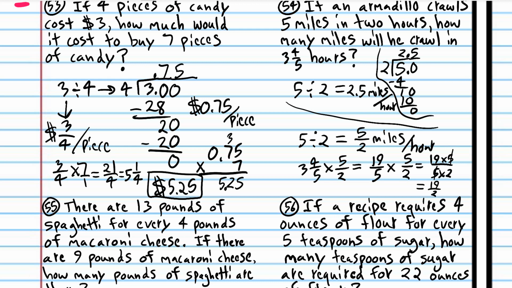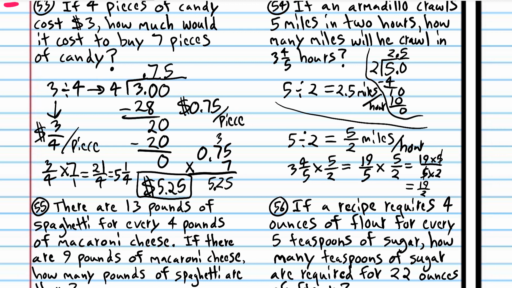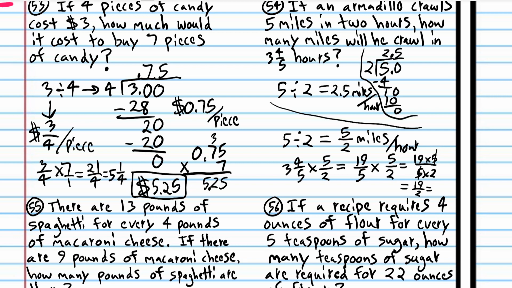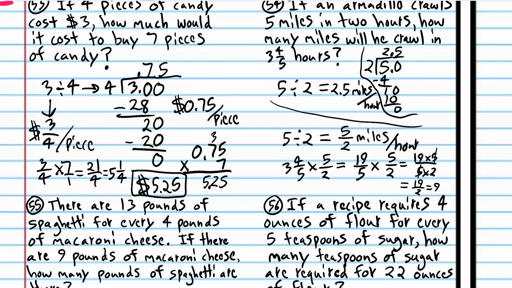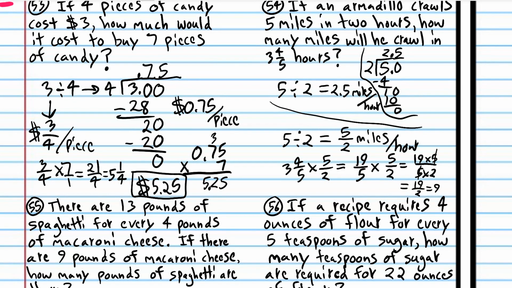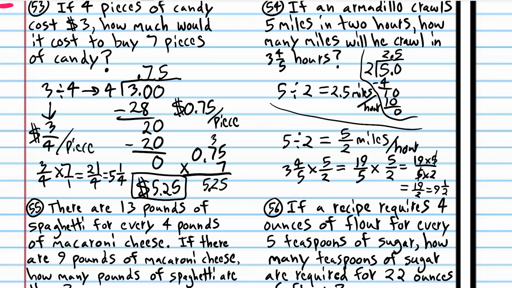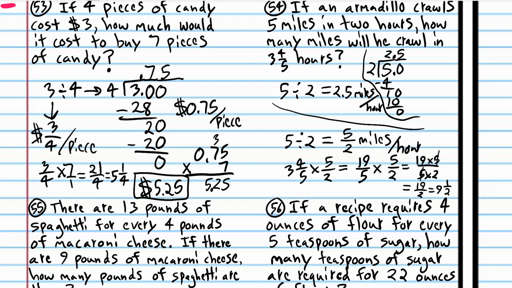And 19 divided by 2, we can write that as a mixed number. How many times does 2 go into 19? It goes 9 times. 2 times 9 is 18. The remainder is 1, because 19 minus 18 is 1. And you just rewrite the denominator. So our final solution is 9 1/2 miles. So I'm going to write that over here, 9 1/2 miles. And always remember to rectangle your answer.